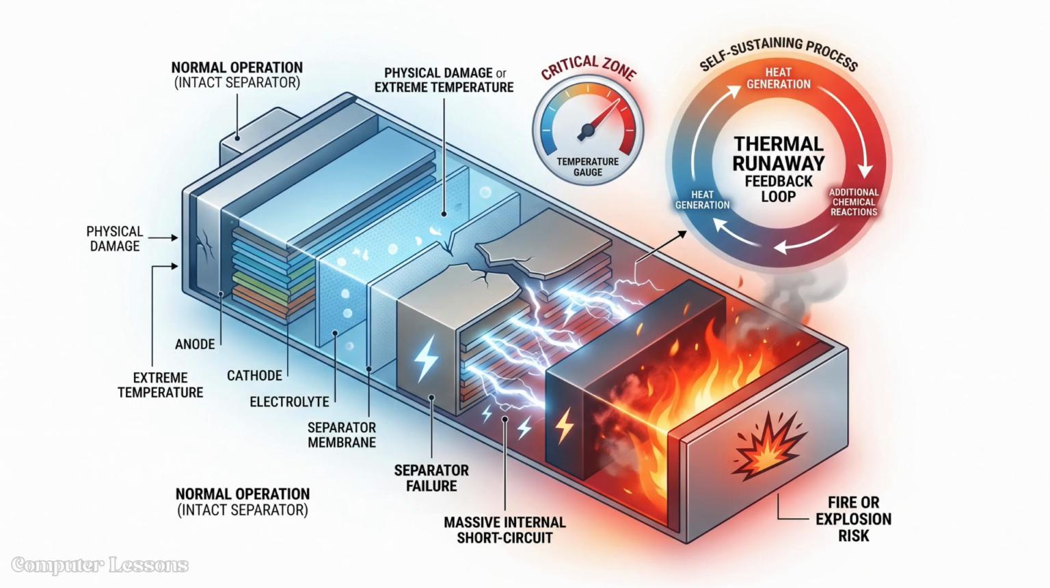However, lithium-ion chemistry is inherently volatile and sensitive to extreme temperatures or physical damage that might occur during use. If the separator fails, a massive internal short circuit triggers a phenomenon known as thermal runaway. This is a self-sustaining feedback loop where heat causes more chemical reactions, leading to fire or an explosion.